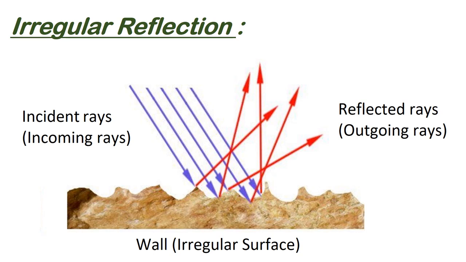The incident rays, which are drawn blue in color, are pointing towards the surface. After striking or hitting the surface, these rays are getting reflected into different directions. Yet they all are pointing away from the surface but are not arranged parallel to each other as the incident rays.